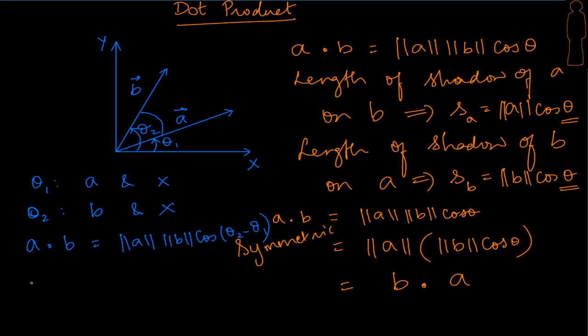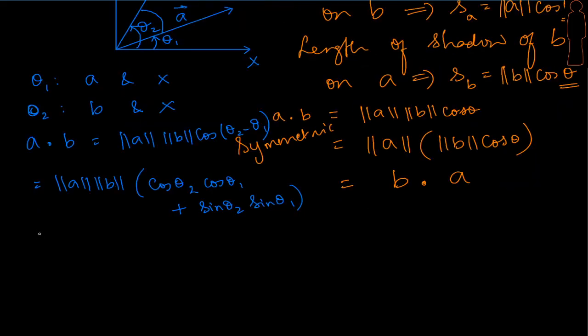And let's expand on this formula. This is going to be magnitude of A times magnitude of B. Cosine of A minus B is cos A cos B plus sin A sin B. So let me expand this out and say that this is going to be cos theta 2 cos theta 1 plus sin theta 2 sin theta 1. So let me expand this now.